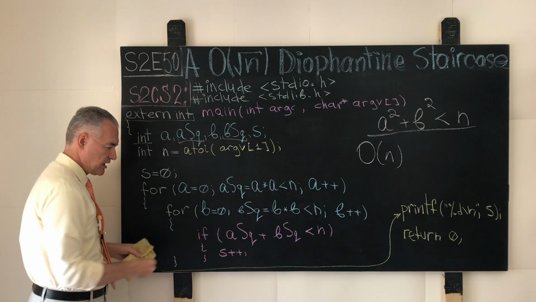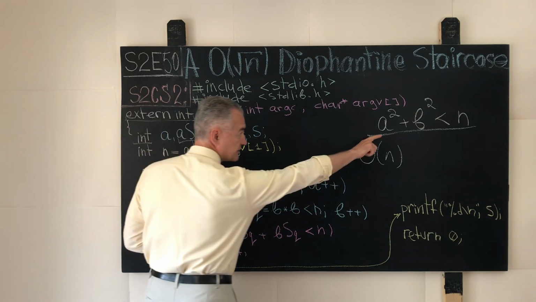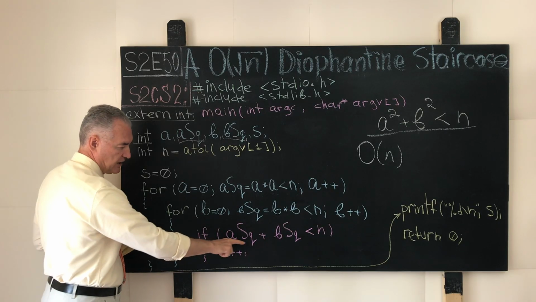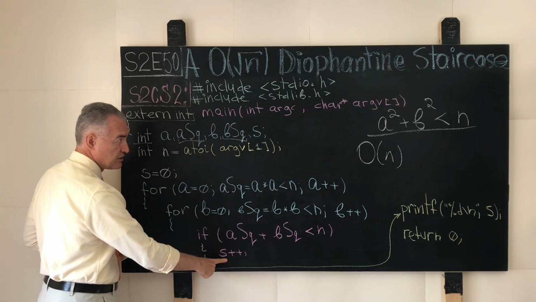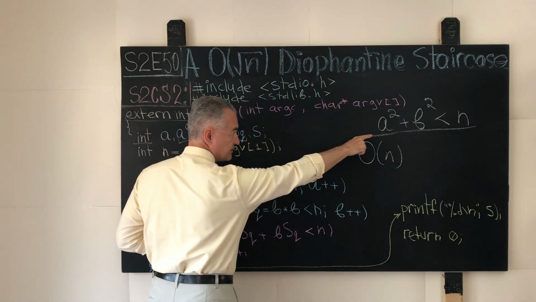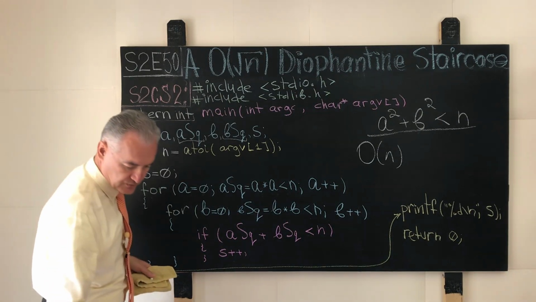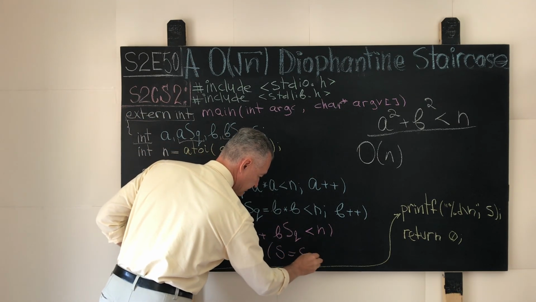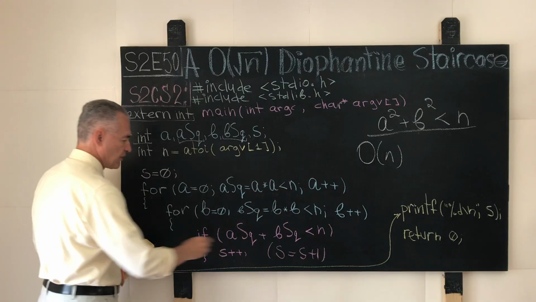And then here, I highlighted in red for you guys to see, this is the heart of the matter. This is where we test this inequality. So this test looks as follows. If A squared plus B squared is less than n, we increment the number that stores the total number of ordered pairs that satisfy this inequality by 1, S plus plus. Another way to say it is basically S equals S plus 1. This is the equivalent expression. So we increment S by 1 and we move on.